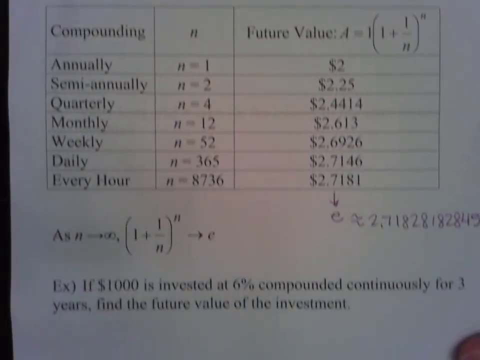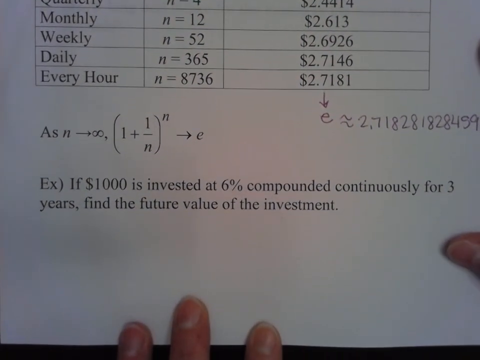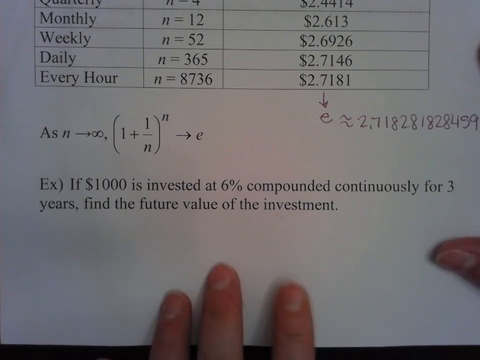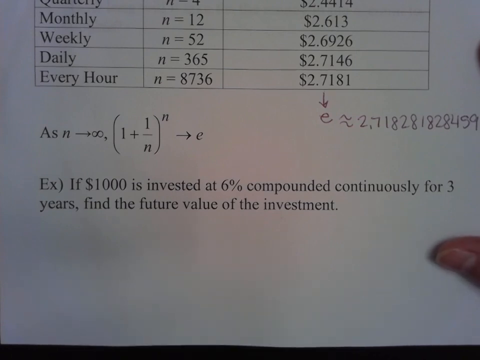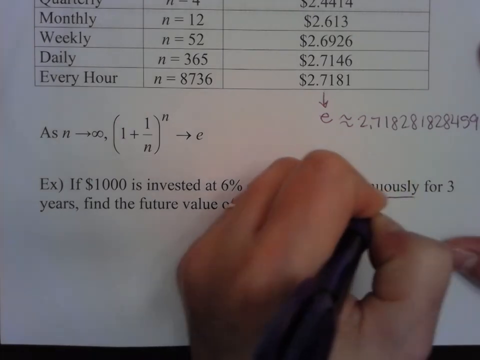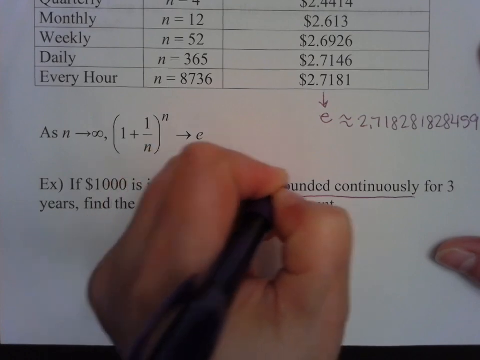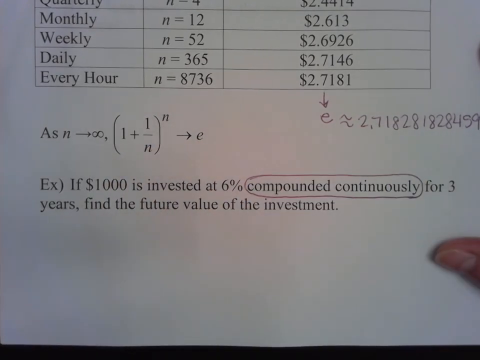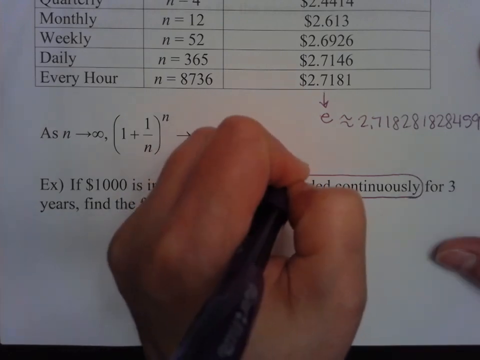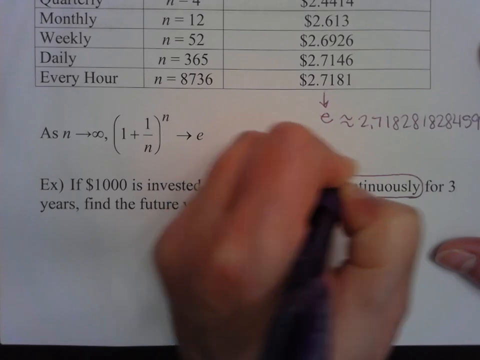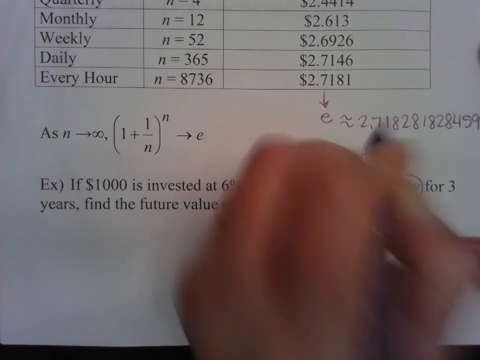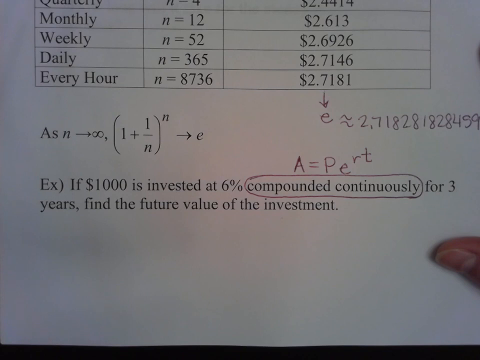So we can plug into this formula just the same. I took my same example that we did at the beginning, just so that you could see how it compared. So if we have $1,000 invested at 6%, but this time compounded continuously for 3 years, and we want to find the future value. If it's compounded continuously, that's the key word to let us know that we're going to use the PERT formula.